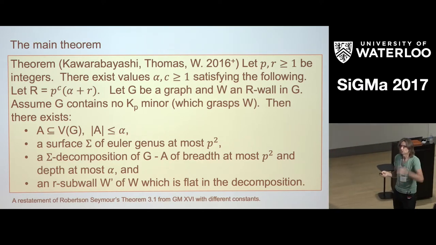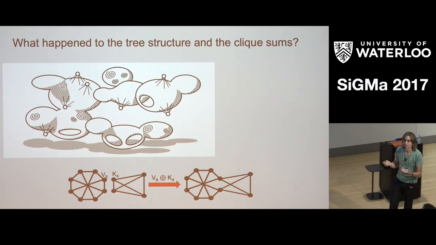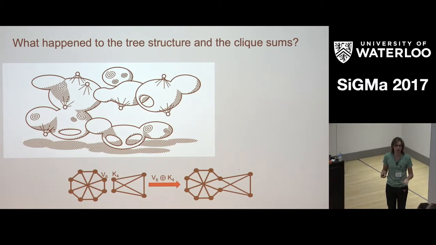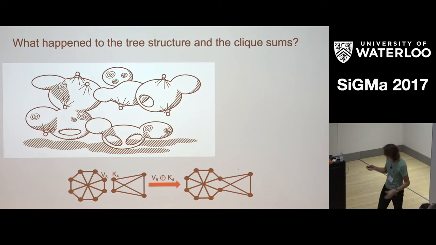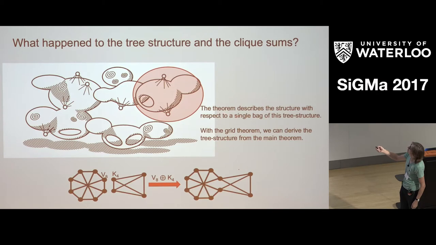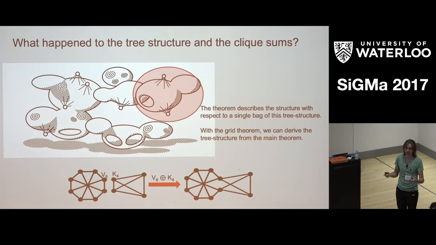So you may be scrolling back in your head to the first slide, which talked about a tree structure. What happened to the tree structure? And what happened to those clique sums that I was talking about for excluded K5 minor? Essentially, this theorem is describing the structure with respect to a single bag of the tree structure.